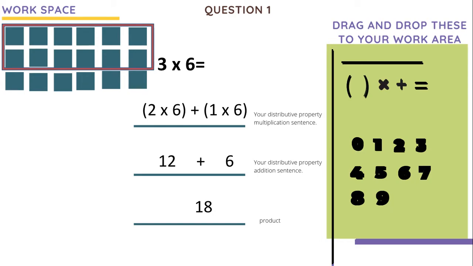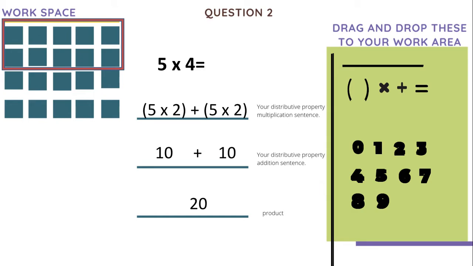So question number 1, we have 3 times 6. Again, if you don't know your 3s facts and you don't know your 2s facts, or your 6s facts, you can break this array up into 2 times 6 plus 1 times 6. Now, since you know your multiples of 2, you can skip count 2, 4, 6, 8, 10, 12, which is 2 times 6. And then you can do 1 times 6, which is 6. When you add those together, you get the product 18.